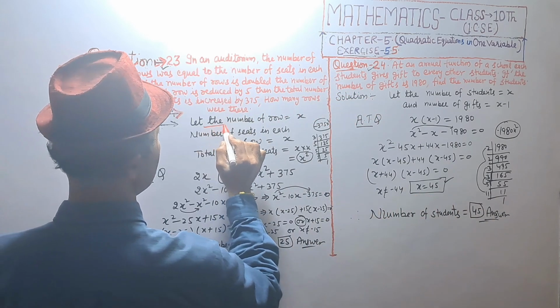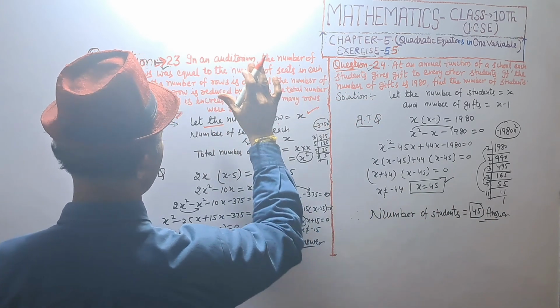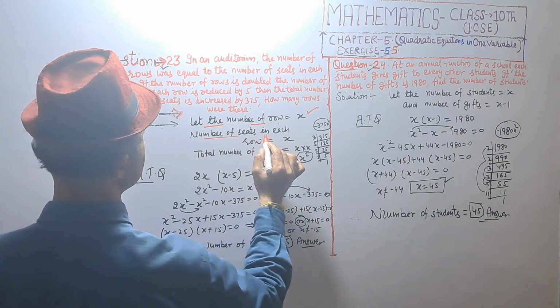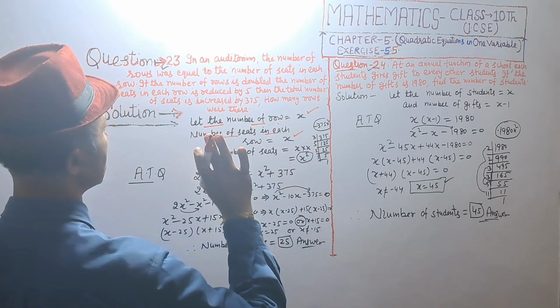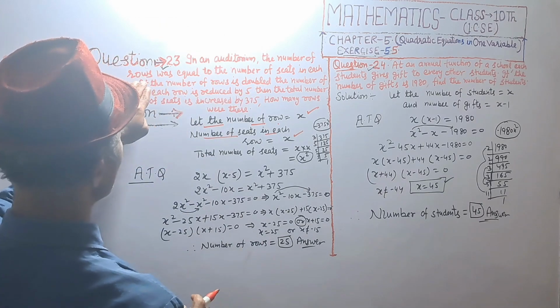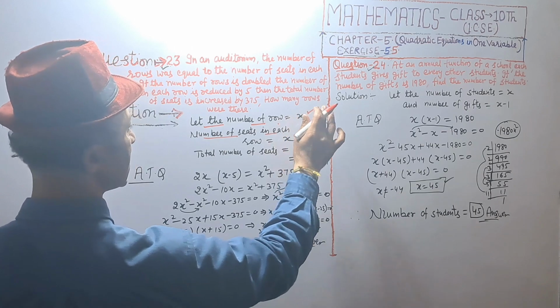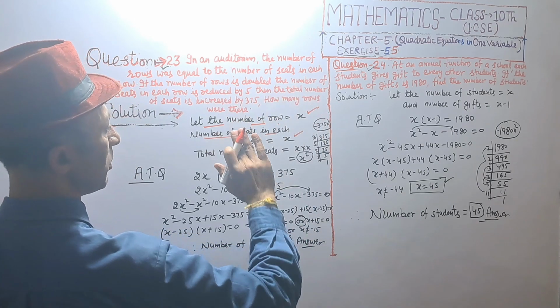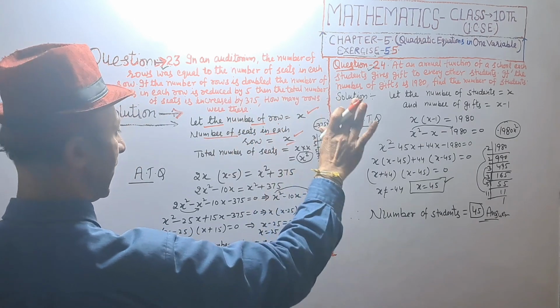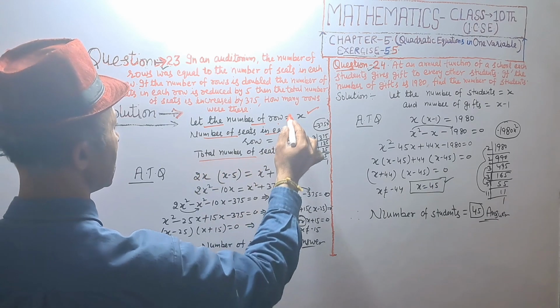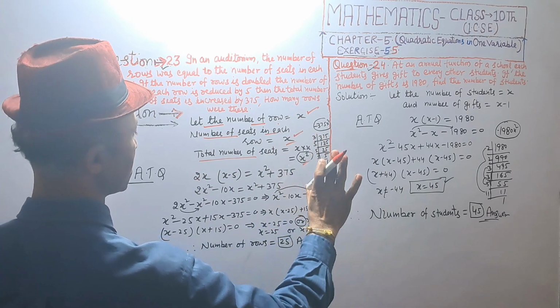Answer. Let the number of rows equal to x and the number of seats in each row equal to x. The number of rows is equal to the number of seats in each row. If number of rows is x, then number of seats will be x. Total number of seats, that is x into x, that is x square.